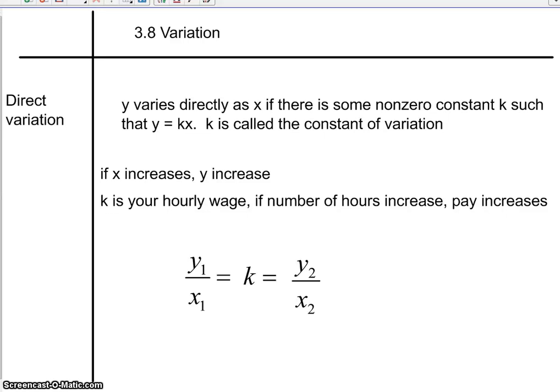All right, section 8 is going to deal with variation, and what variation deals with is when we have a pair of variables, and as one changes, the other one's going to change in some way or some fashion. So it could be that when my x value increases, my y also increases, or as my x value increases, my y decreases. And so that's what we're going to look at here.